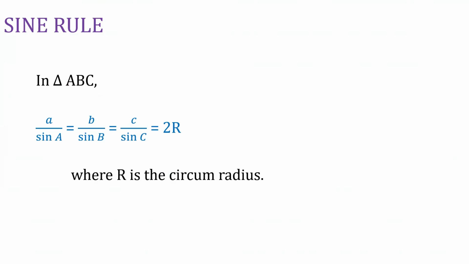Coming to the sine rule, it states that in any triangle ABC, say here ABC is a triangle wherein the capital A, capital B, and capital C represent the vertices. Small a, small b, and small c represent the sides opposite to these vertices. In that case, the rule can be stated as small a upon sine A is equal to small b upon sine B is equal to small c upon sine C equal to 2R. The capital R is nothing but the circumradius.